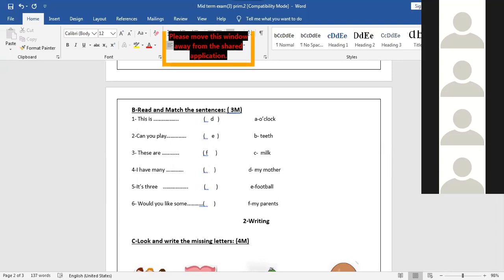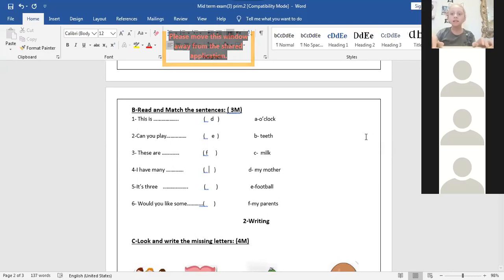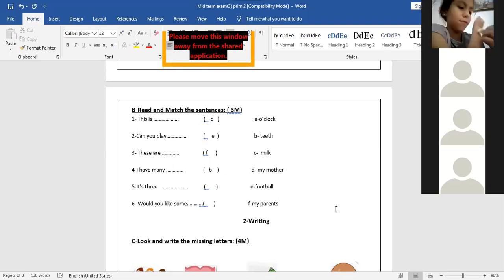You're super. Alia. Hello. I have many what? Many teeth. Many teeth. Yes. After many, I have to put something that I can count. Right? Thank you so much. So I cannot say I have many milk or I have many water because it's uncountable. After many, I have to put a countable noun like teeth.